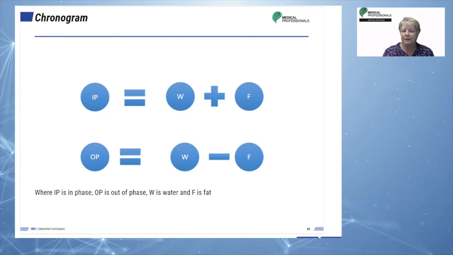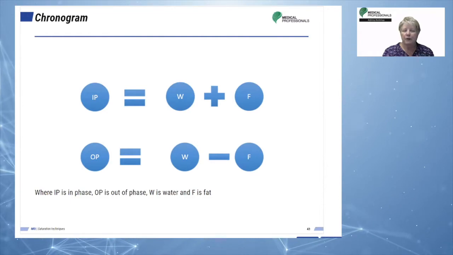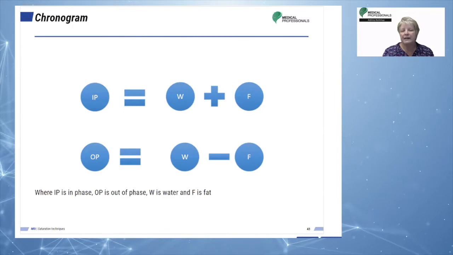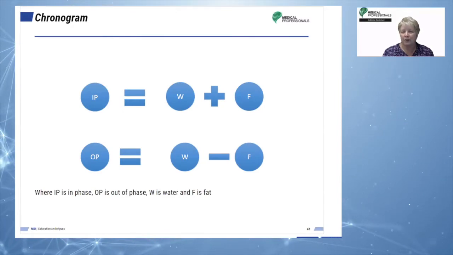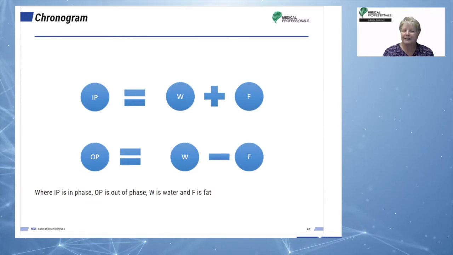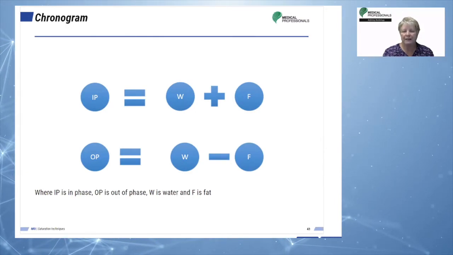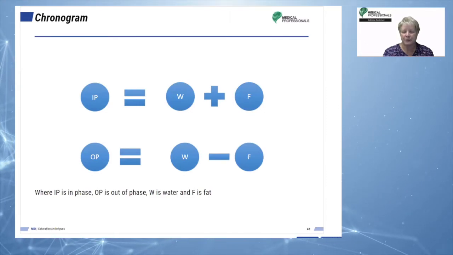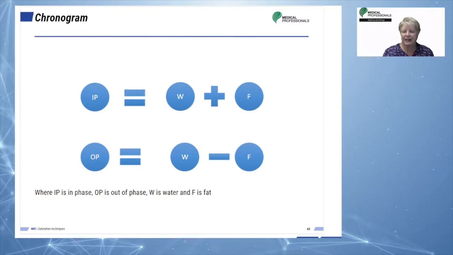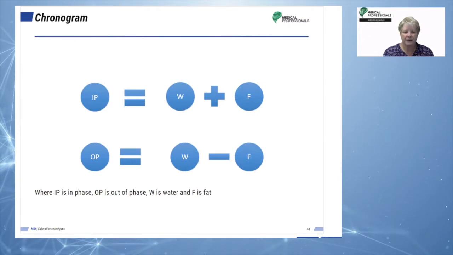By definition, in phase will equal the signal from water plus the signal from fat. When we are out of phase, we would subtract the intensity of fat from water, or vice versa, depending on what we want to see. In other words, if we subtracted the signal of fat from the image, we have fat suppression. If we subtract the signal of water from the image, we have fluid suppression. As mentioned, this is a simplified description of the technique. We will see on a later slide a more detailed description of how it is accomplished.